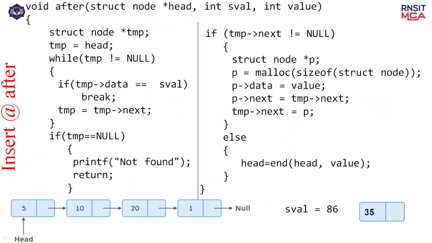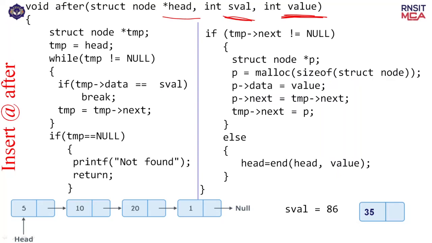So let us look into the code. This code is quite interesting, and of course you can see here you are first given the head node and the searching value. After this value is found, what you have to do is insert the new value, that is, the value that you are going to use for the new cell.